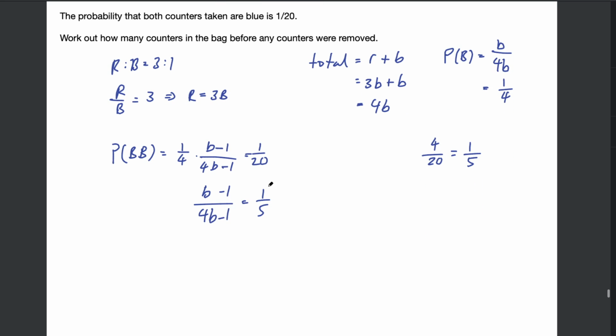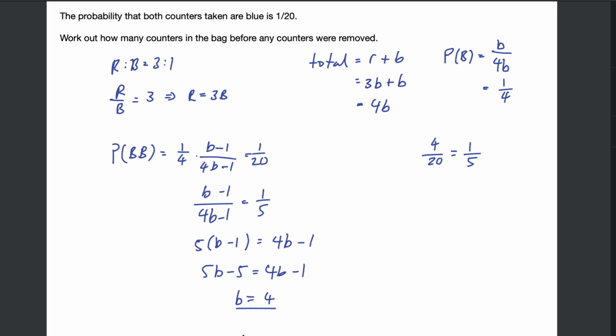And then cross multiply. That's a common strategy to use to solve algebraic fractions. So 5 multiplied by this numerator and 1 multiplied by this denominator. So 5 times B take 1 equals 1 times 4B take 1. Expand those brackets. 5B take 5 equals 4B take 1. And then combine like terms, so subtract that 4B from the left hand side. 5B take 4B is a B. Negative 1 plus 5 is 4.